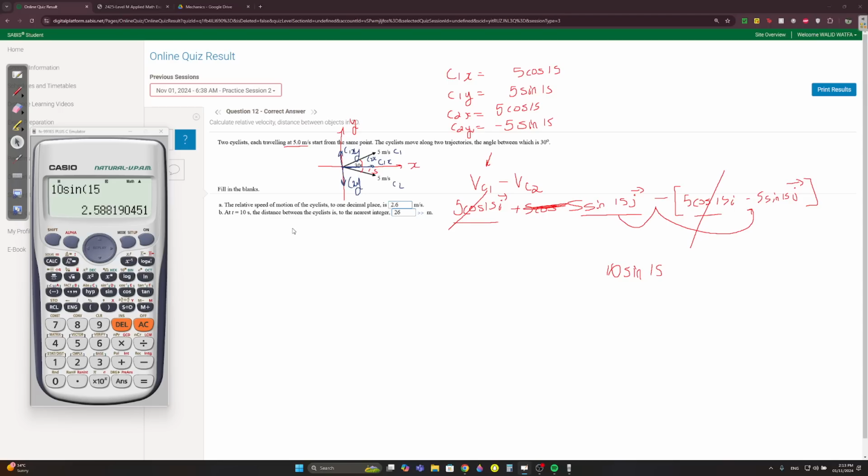At t equals 10 seconds, what is the distance between the cyclists? Obviously, if they're moving at 5 meters per second, it's a constant velocity. So the distance, you just multiply the velocity by the time. We said that the velocity is 2.6, so 2.6 times 10 is equal to 26 meters. Okay.